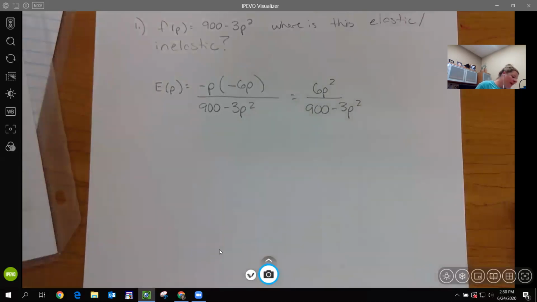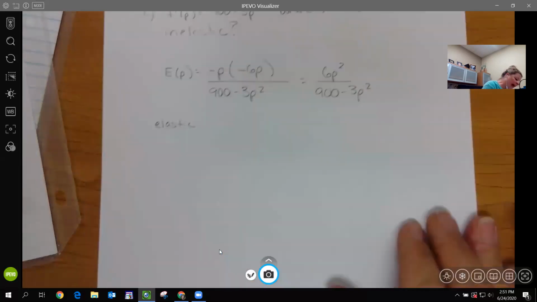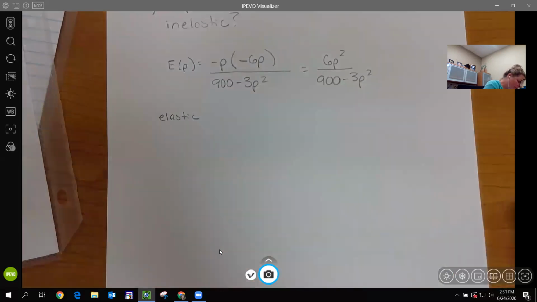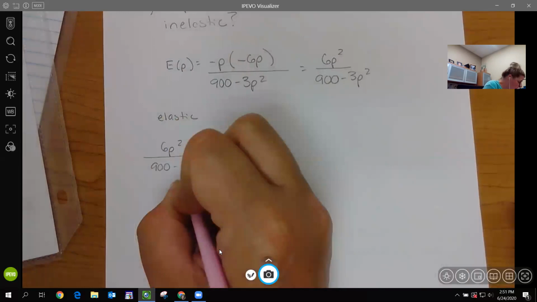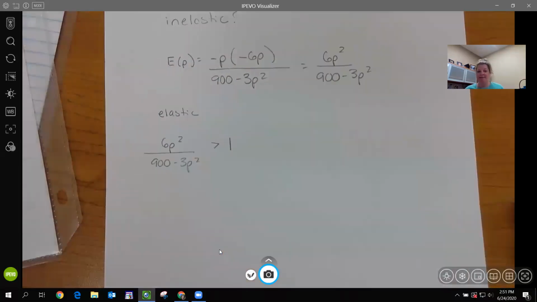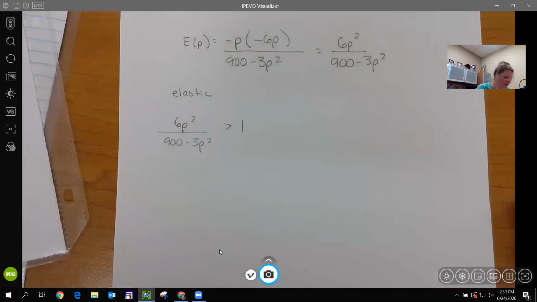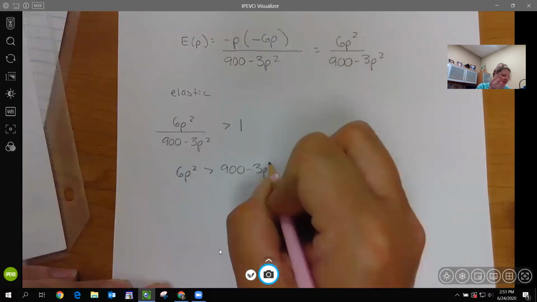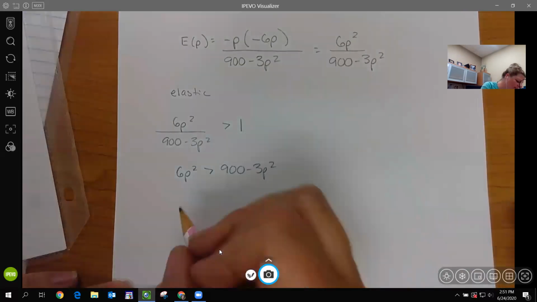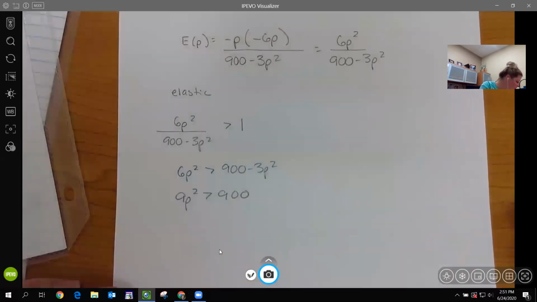From here, if I look at elastic, I am going to look at where this is greater than 1. So I have 6P squared over 900 minus 3P squared. Where is this bigger than 1? What I love is you always have ones or zeros, so this times 1 is 1 itself. Really this will be 6P squared is greater than 900 minus 3P squared. Then I can add my 3P squared over here and I get 9P squared is greater than 900. Divide by 9, I get P squared.